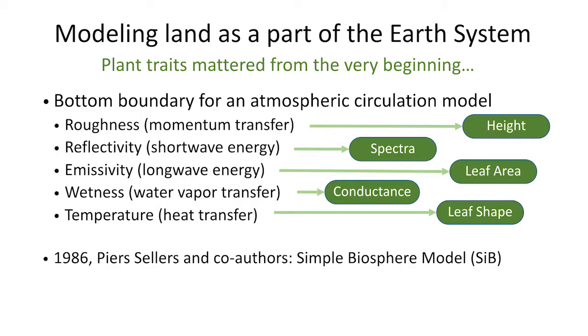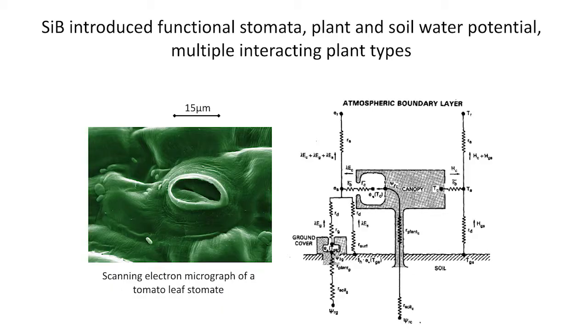So our story gets really interesting in 1986, when Piers Sellers and co-authors introduced the simple biosphere model. He was a physicist by training, but also very interested in biology. And you might wonder what's the first thing that gets introduced into this kind of a system when you start to introduce complexity on the land system. That turns out to be stomates.